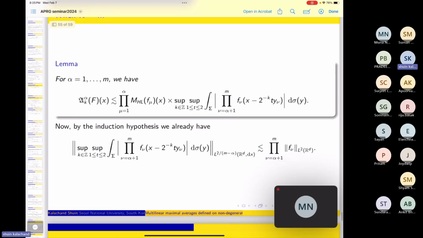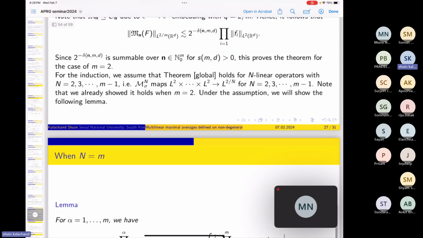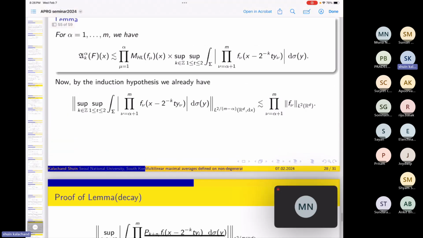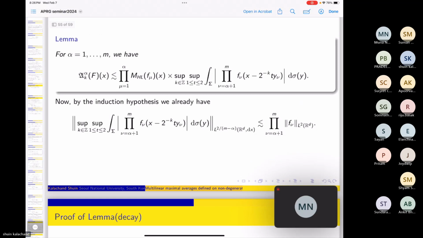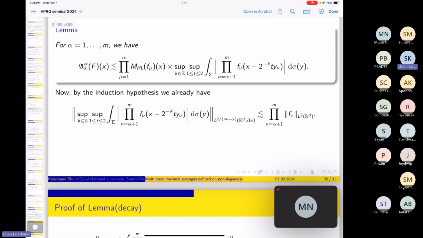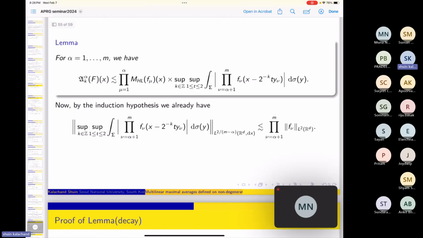This is an (m minus alpha)-linear operator defined on the same hypersurface sigma. Now, by the induction hypothesis, we have assumed that when capital N is up to m minus 1, it satisfies the L2 to L2/N estimate. Therefore, the right hand side, this (m minus alpha)-linear operator defined on sigma, will satisfy the L2 to L2/(m minus alpha) estimate. And this product of Hardy-Littlewood maximal functions is also bounded on L2. So for the A_alpha^k operator, we will have the desired estimate, which is the L2 to L2/m estimate.